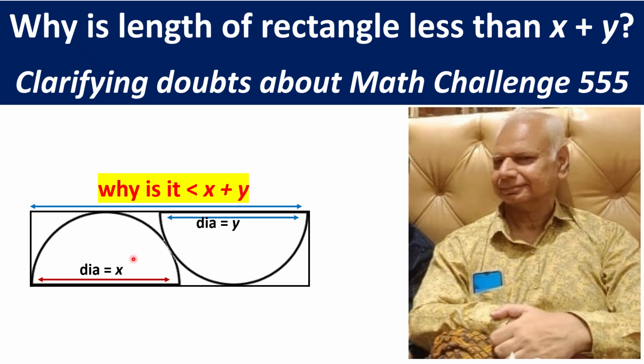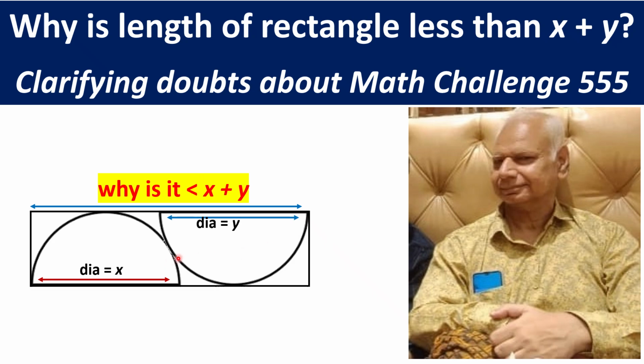The diameter of the first semicircle was x and the diameter of the second semicircle was y. Of course, in Math Challenge 555, the actual diameters were given, but here we are showing it as x and y. So, there were questions, why is it not x plus y? In that case, it was 4 and 6. So, questions were raised, why it is not 10?